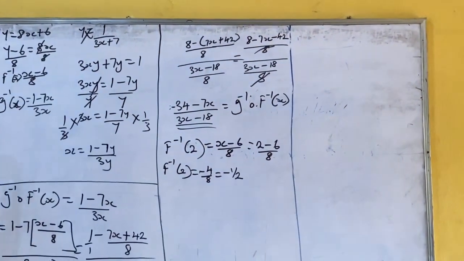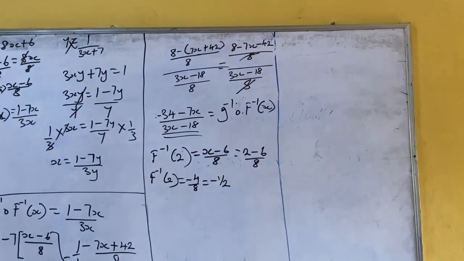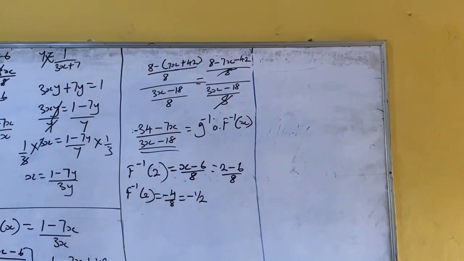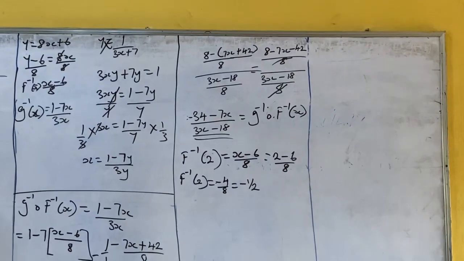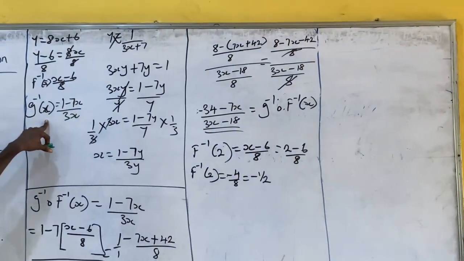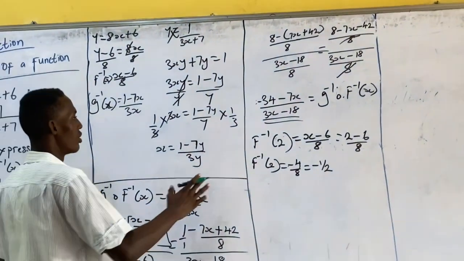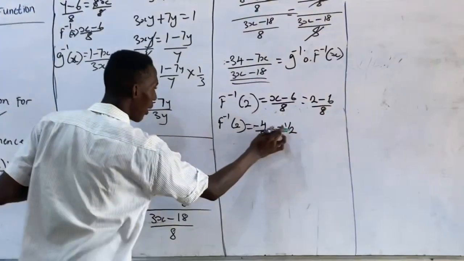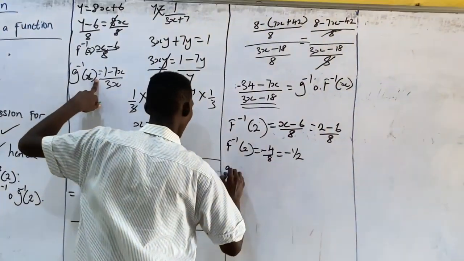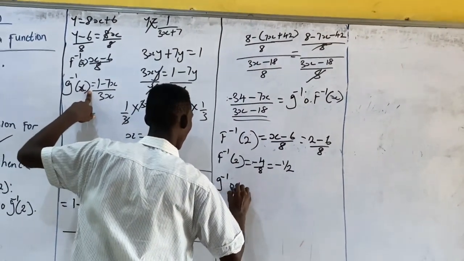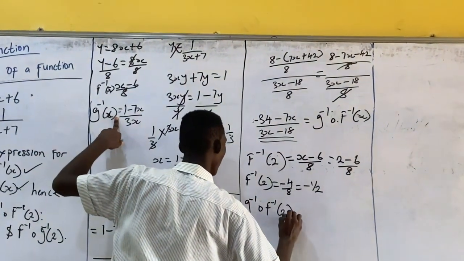We will now input it in what? Our G. Remember, where is our G? This is our G. So we input the whole of this into this. Are you getting my point? This is our answer here. We will slot it in here in order to get our final answer. Therefore, our G inverse of F inverse of 2.